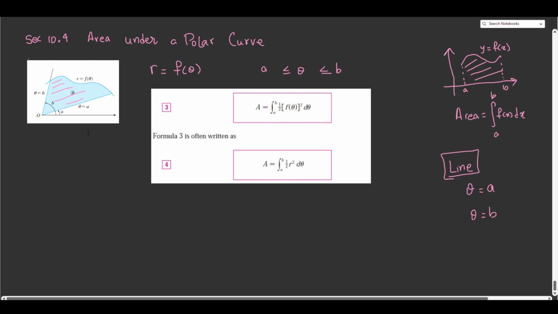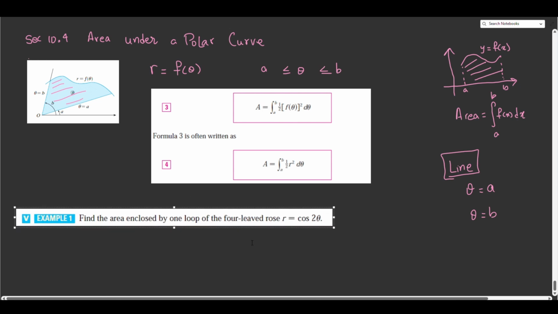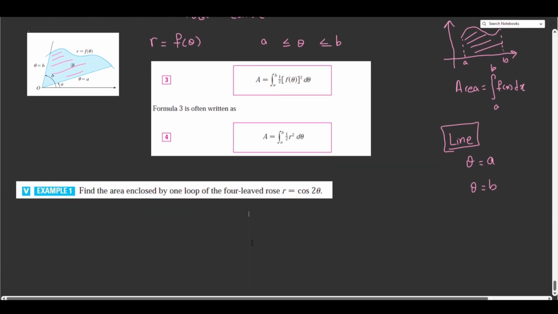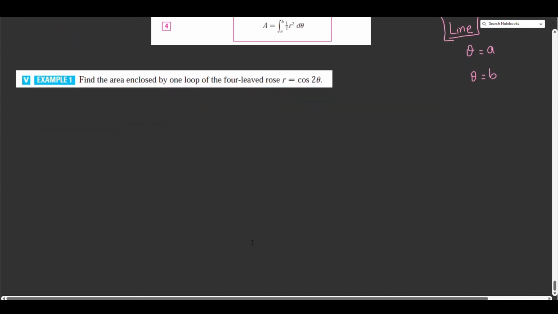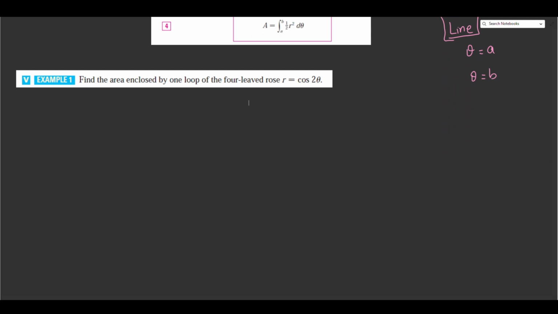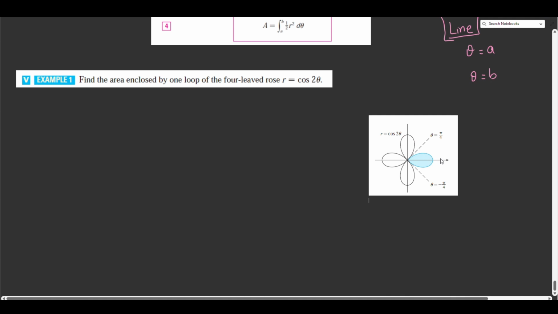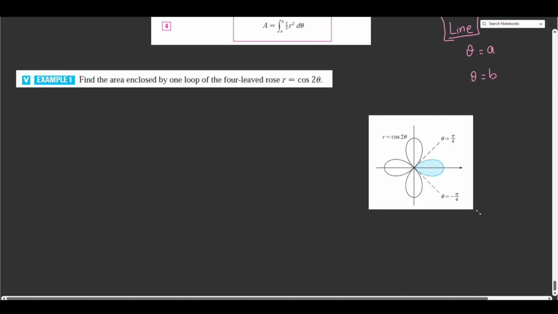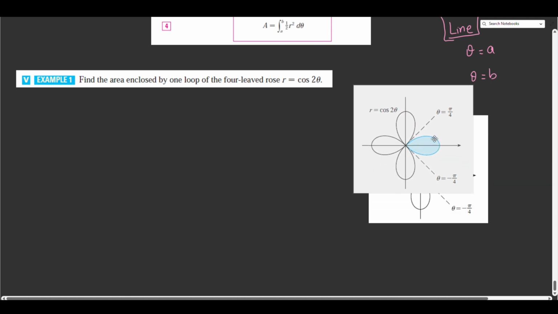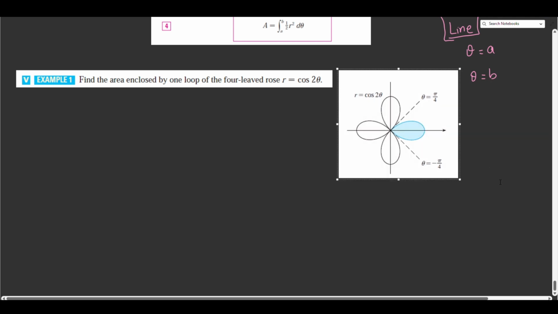So let us do one example. In this example, we need to find the area enclosed by one loop of the four-leaved rose, r equals cosine of 2 theta. So this is a figure. This is a four-leaved figure.